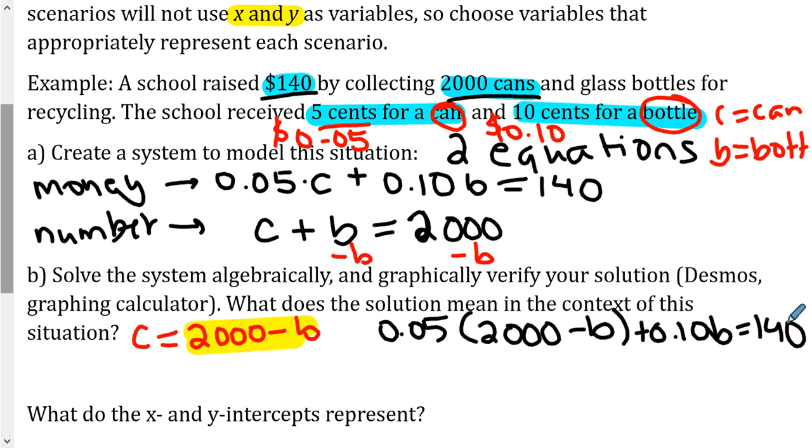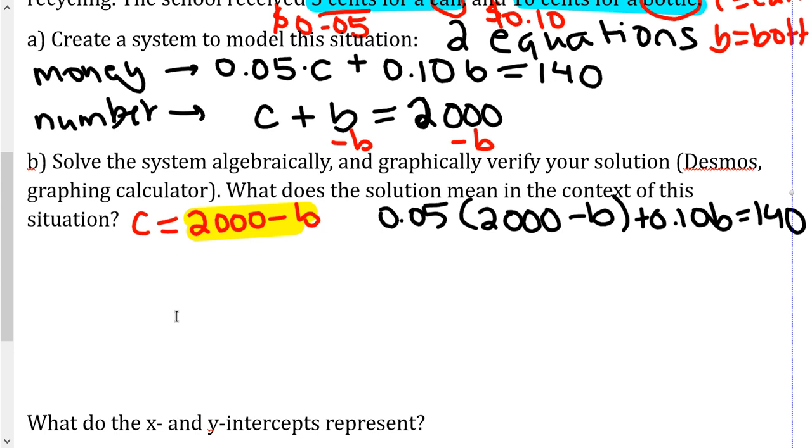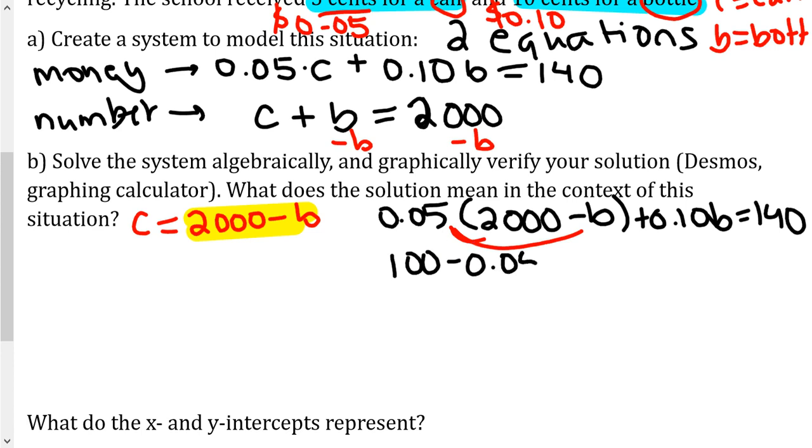So we're going to give myself a little more room here. Okay, now that we have a little more room, let's keep going. So I'm going to distribute that in: 0.05 times 2,000, we get 100, minus 0.05b plus 0.10b equals 140.